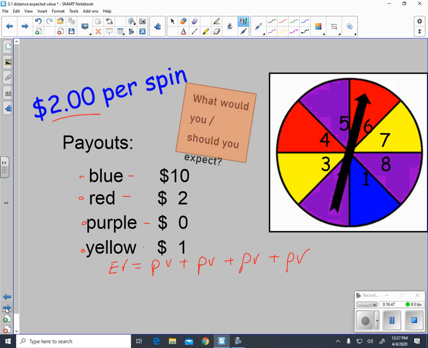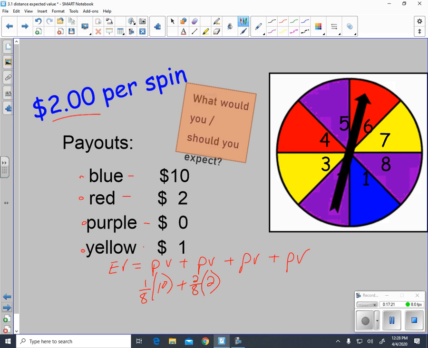So the probability of spinning and getting blue, I got a 1 out of 8 chance. Do you see that in the spinner? I've got a 1 out of 8 chance of spinning and getting blue, and that's worth $10. And then red, well, I got 2 out of 8. 2 eighths, which is 1/4. But I'm going to leave it as 2 eighths because I'm going to have to add, and I want a common denominator.